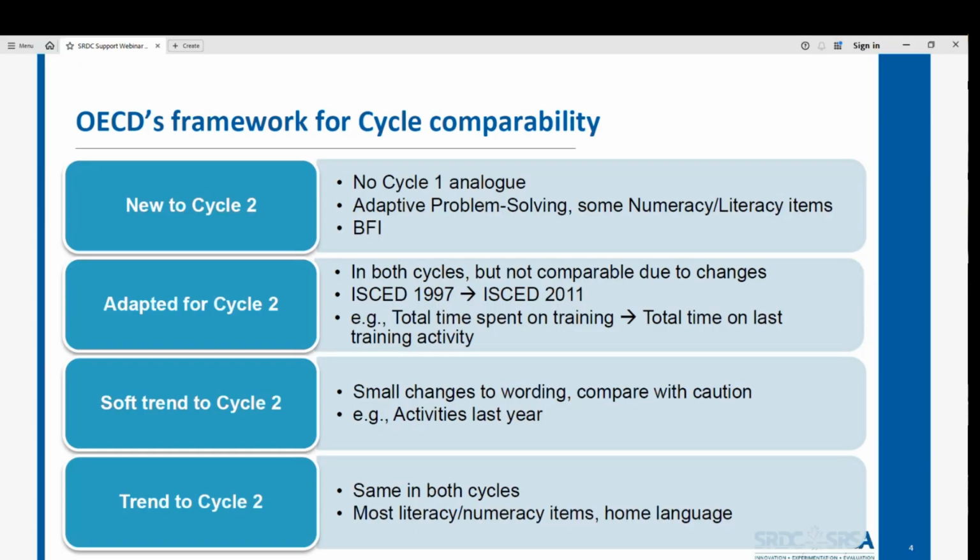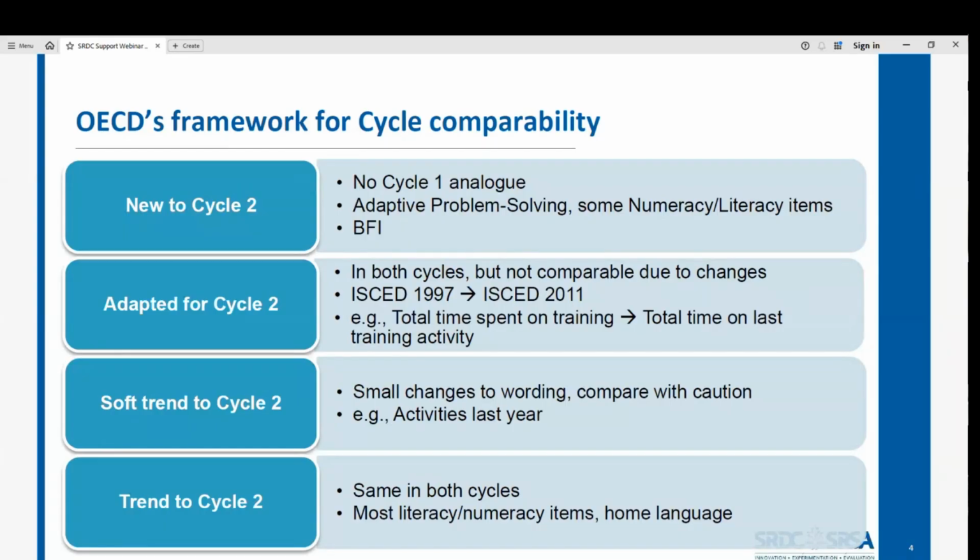Things that are new to cycle 2 include the adaptive problem solving assessment. They're looking at problem solving in a very different way. And they've also added new numeracy and literacy items to try to get at things that they didn't assess in cycle 1. For instance, literacy in cycle 2 also includes items that are focused more on critical evaluation of information and evaluating sources. The items from cycle 1 are still in cycle 2, but there are also new items that don't have an analog in cycle 1.